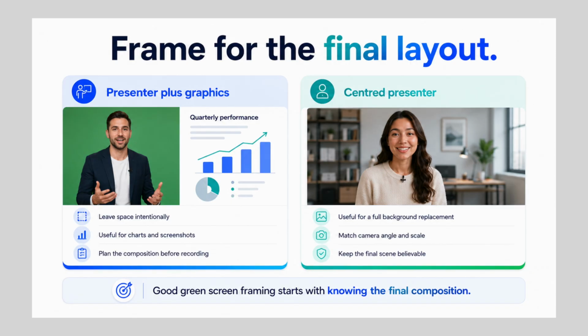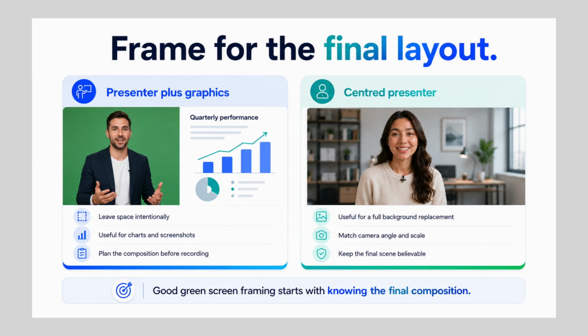Framing should be planned around the final composition. Imagine recording a presenter who will eventually appear on the left-hand side of the frame while graphics appear on the right, like this. You can leave suitable space in the original framing so the final layout feels intentional. Another video might place the presenter centrally against a realistic office background. In that case, make sure the camera angle, presenter scale and lighting feel believable once the replacement background is added.